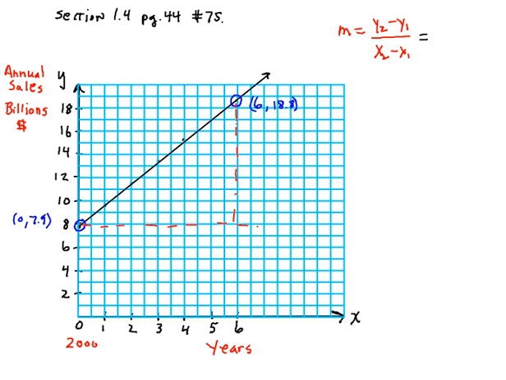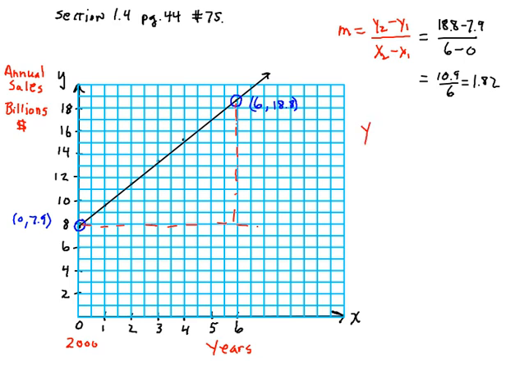And that would be 18.8 subtract the 7.9 divided by 6 subtract 0, which would be 10.9 over 6, or 1.82 will be my slope. And the y-intercept, I already have that at 7.9.